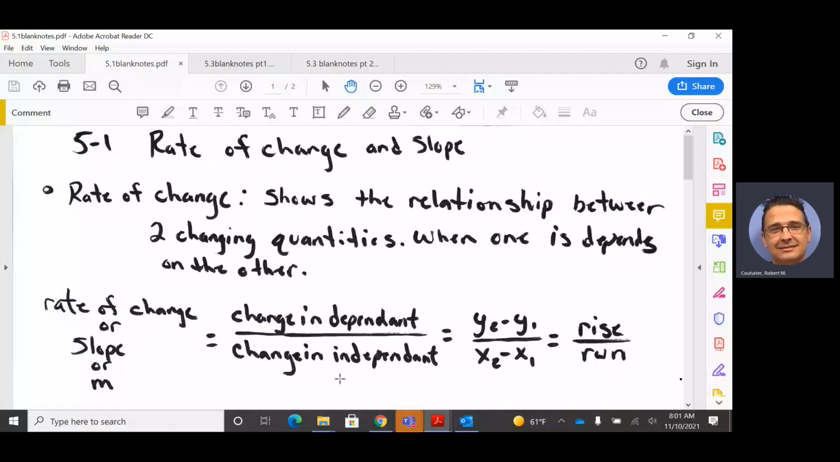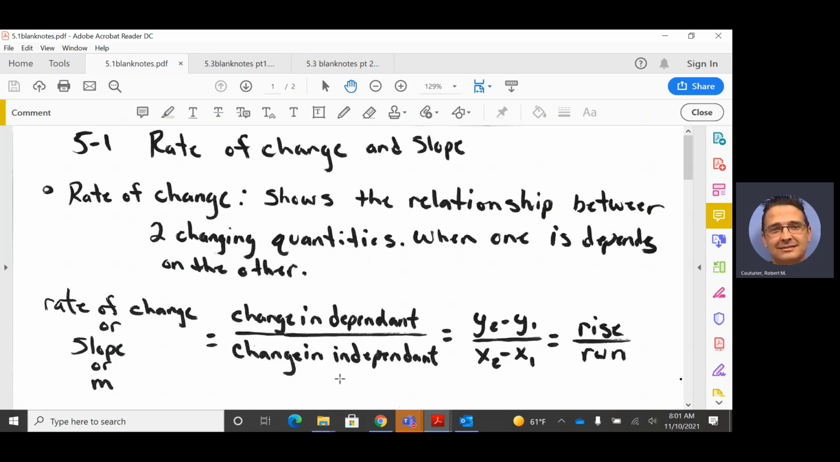We have finished chapter 4. We are moving on to chapter 5, which is now starting to really break down this formula for linear equations, y equals mx plus b. We're starting to get in depth on what each part of this means. And so what are we starting off with in 5.1?